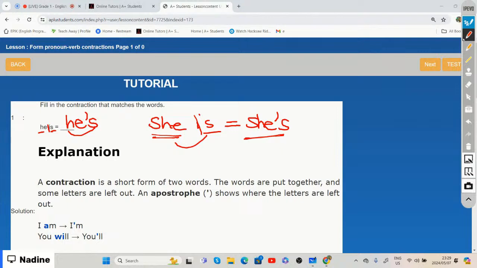Don't forget to put the apostrophe in the contractions. Remember, the word is not going to be valid without an apostrophe. The word is not going to be proper, it's not going to be correct without an apostrophe.